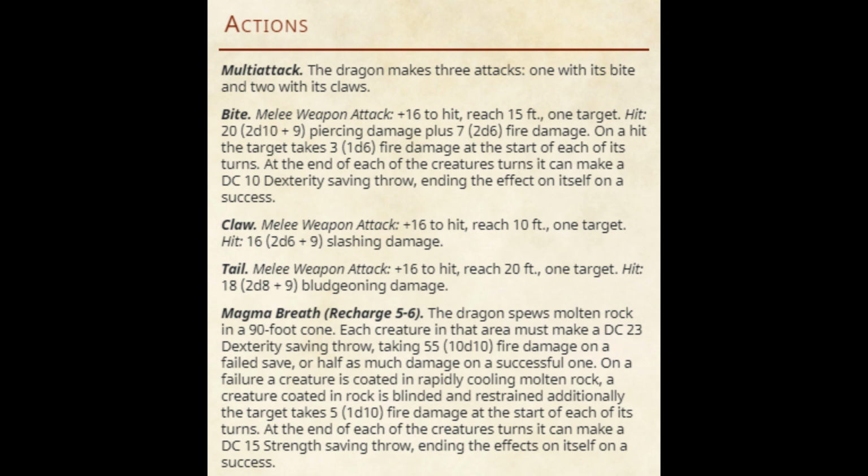For its bite, it's a plus 16 to hit, reach of 15 feet. It does 2d10 plus 9 or 20 piercing damage plus 2d6 or 7 fire damage. On a hit, the target takes 3 fire damage, or 1d6 fire damage, at the start of each of its turns. At the end of each of its turns, the creature can make a DC 10 dexterity saving throw, ending the effect on itself on a success. So it is a bite attack that causes perpetual burn damage. For its claw attack, it's pretty standard, plus 16 to hit, reach of 10 feet, 2d6 plus 9 slashing damage for an average of 16.